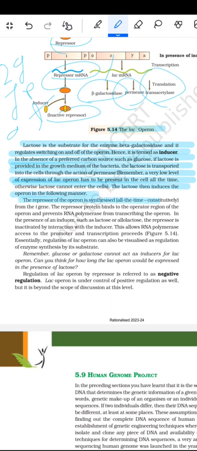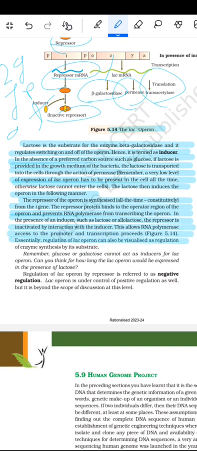The repressor of the operon is synthesized all the time constitutively from the I gene. The repressor protein binds to the operator region of the operon and prevents RNA polymerase from transcribing the operon. In the presence of an inducer such as lactose or allolactose, the repressor is inactivated by the interaction with the inducer. This allows the RNA polymerase access to the promoter and the transcription proceeds.